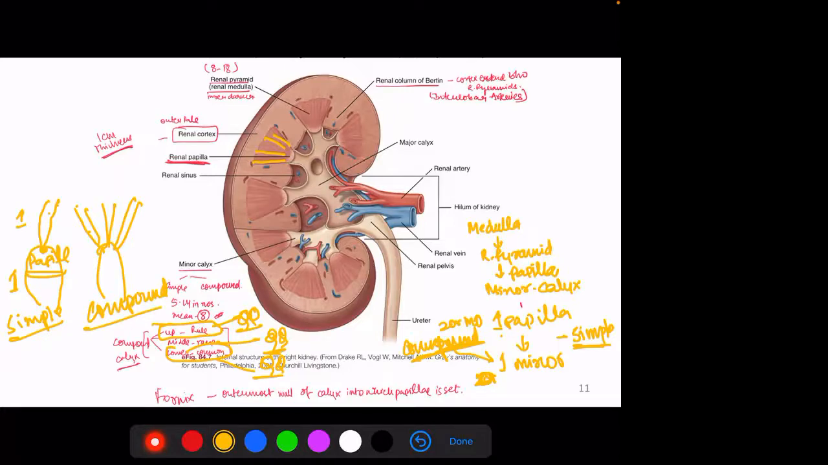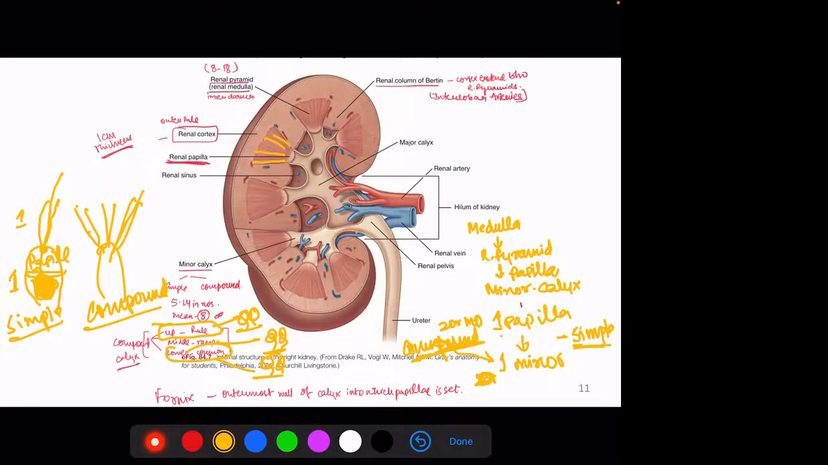Why is it very important for us as urologists? Because when we take a puncture in the kidney, if it is a simple calyx, it is very easy for us to move in the calyceal system. But when it is a compound calyx, there is a little less area for movement, so there is more chance of bleeding. Okay, are you getting my point?